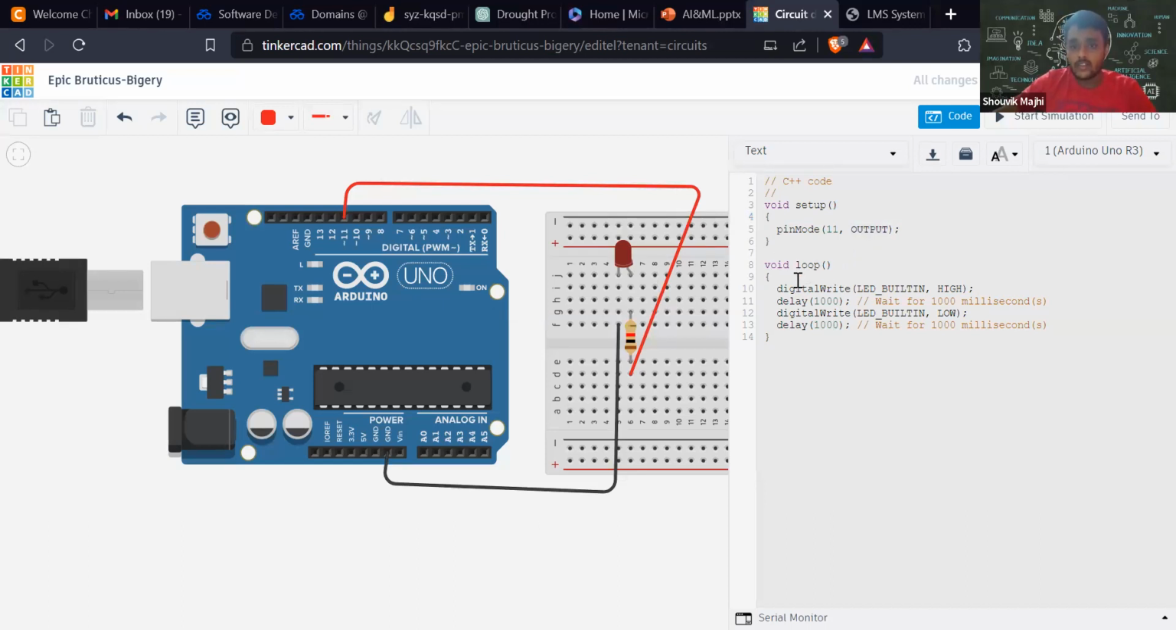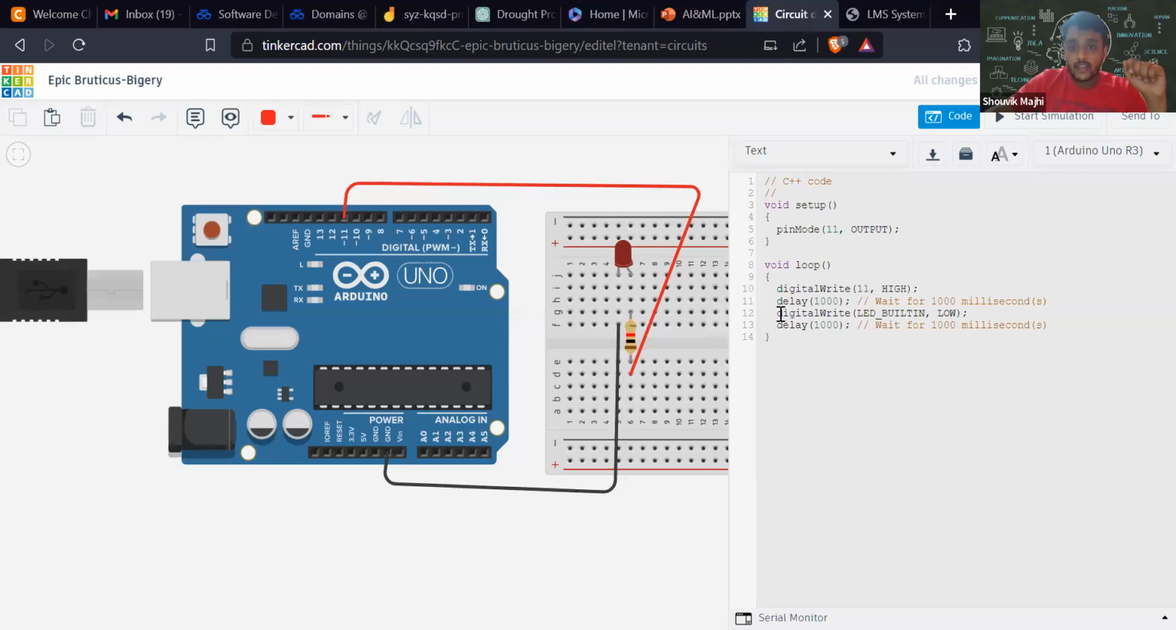In the loop itself, we are using digital write, because you want to send some signals to the LED. That's why you are using the command called digital write. From the digital write, the pin number here, 11, or the pin connected to pin number 11, should go to high. Then again we are giving a delay of 1,000 milliseconds, because Arduino understands time in milliseconds. So 1,000 means 1,000 milliseconds.